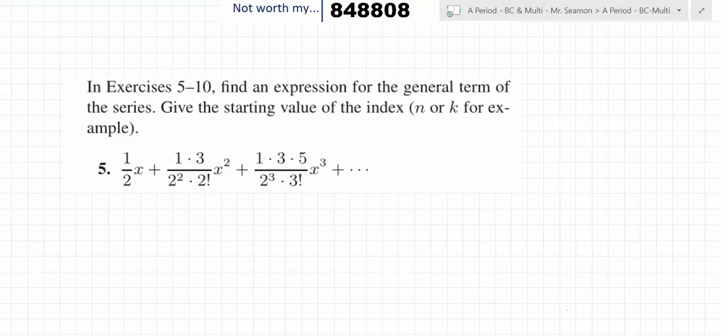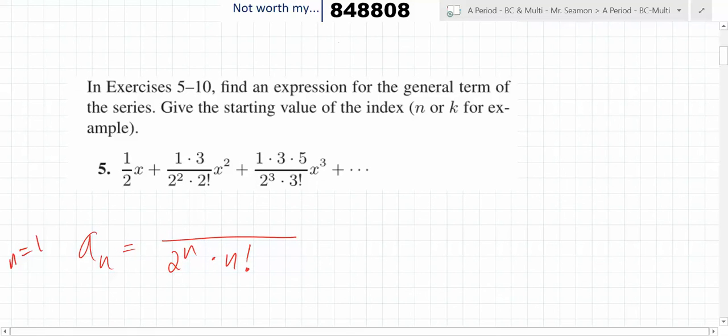Do it in this form and say what happens, or you might have to construct it from the string. You might have to work backwards even further. So what did you figure out already, Tori? What did you figure out for a denominator? What was it? 2 to the n times n factorial? And you're doing this starting at n equals 1. Good, I like that.